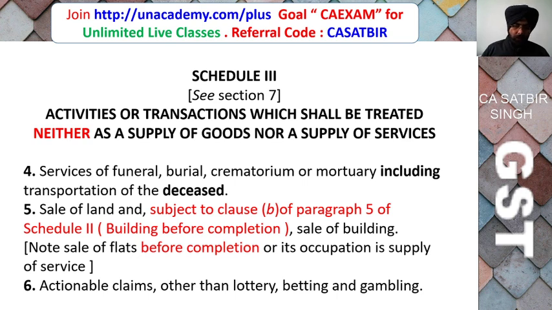But if it is before completion or issuance of occupation certificate, then it will be liable for GST. But after completion of building, it is not liable for GST. So any actionable claim is there, no GST has to be paid, but GST has to be paid on lottery, betting and gambling. So these are the transactions that are covered in Schedule 3 of the GST Act.